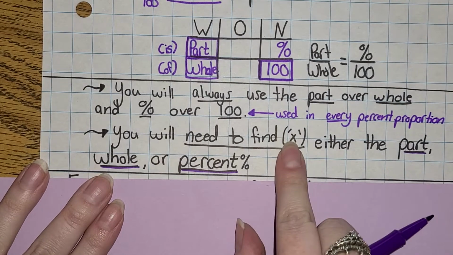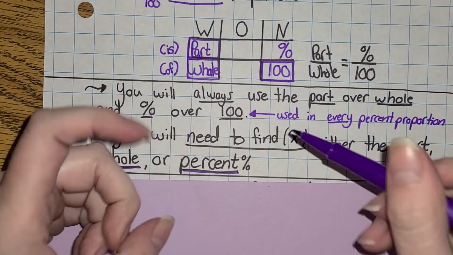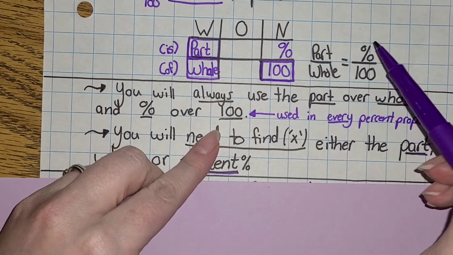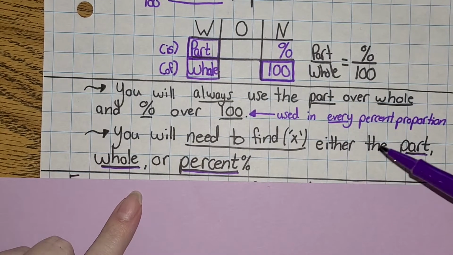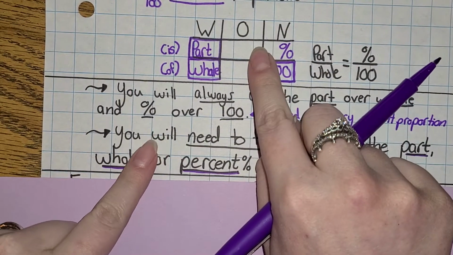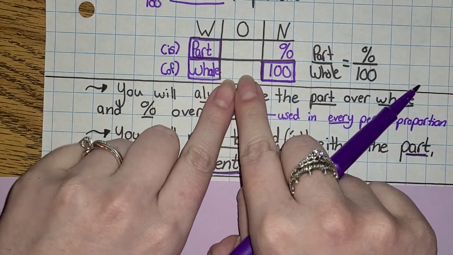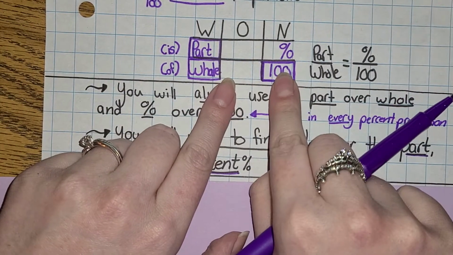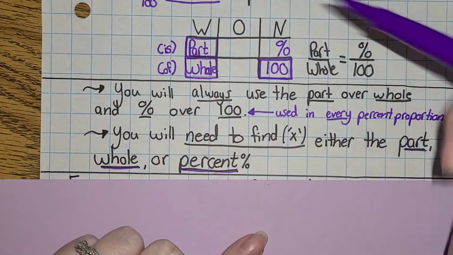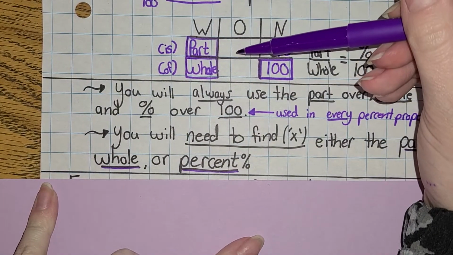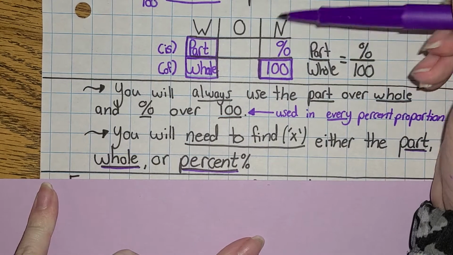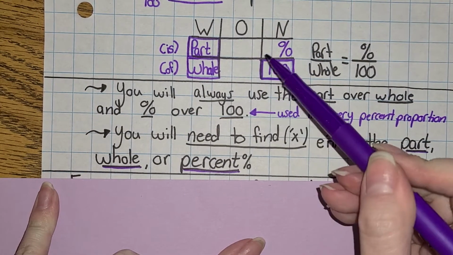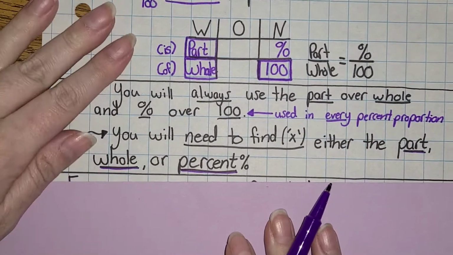You will need to find x, remember we put x on the place that we are solving for. You will need to find x either as the part, the whole, or the percent. You'll never put an x where 100 goes. So you'll either need to solve for the part, the whole, or the percent. You'll be given two of them, and then the other is where your x will go.